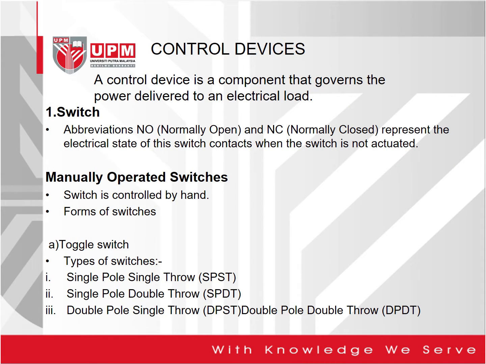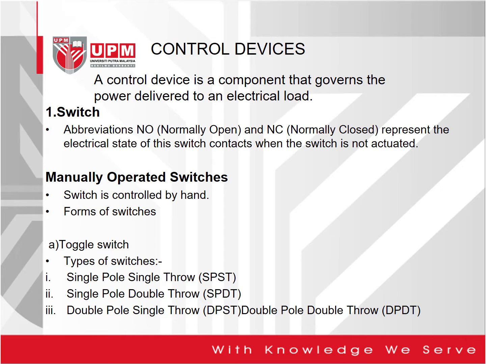Then we move to the control devices. The control device is a component that governs the power delivered to an electrical load. Under this control device, the switches will be introduced. The first one, switch abbreviations NO (normally open) and NC (normally closed), represent the electrical state of the switch contact when the switch is not actuated.